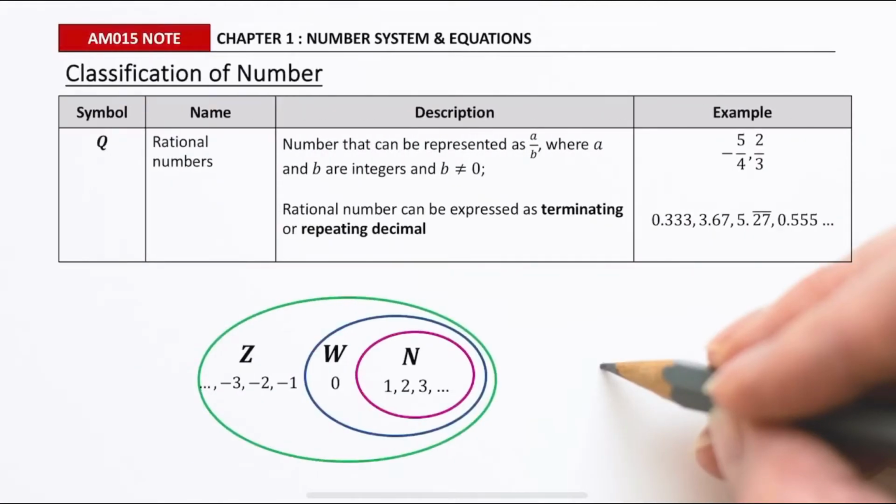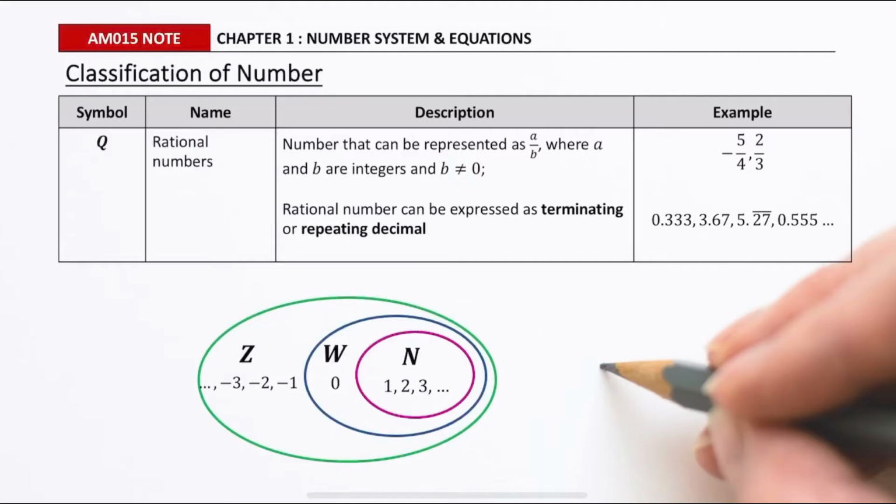Between any two successive integers are the decimal numbers. These decimal numbers are divided into rational numbers and irrational numbers. Rational numbers are numbers that can be represented as a fraction a over b, where a and b are both integers and b is not equal to 0. For example, negative 5 over 4 and 2 over 3.